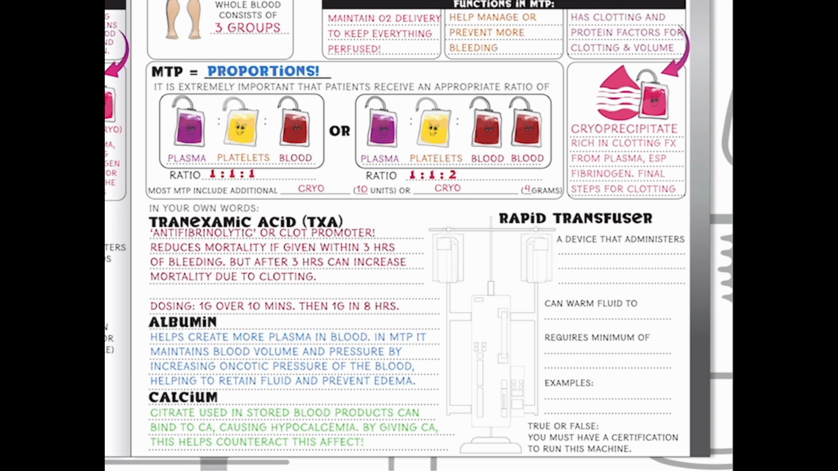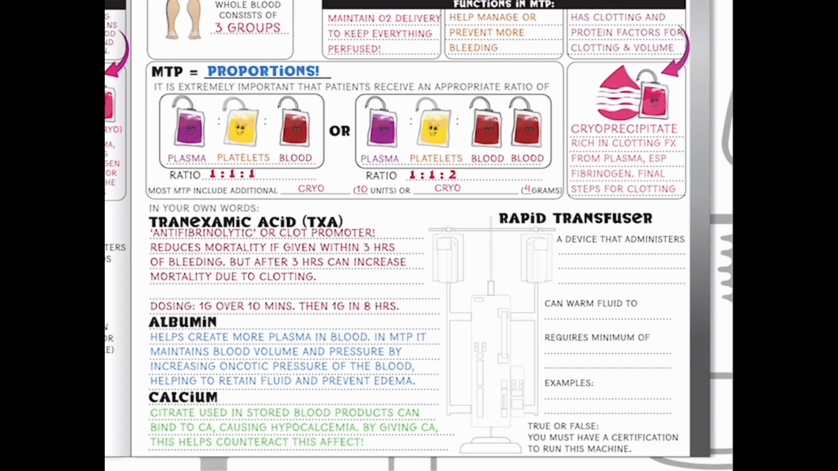Well, you might already know about this because of learning about giving blood. But calcium is important because citrate is used in stored blood products, and this can actually bind to calcium. So this can cause hypocalcemia. And so by giving calcium, this is going to help counteract this effect. So this citrate that's in our blood product can take away some of our calcium, and then we can have problems too. So if we think about it, if we're giving a lot of blood products, that means we're going to have more of it trying to pull this calcium out. So we want to make sure that we're replacing or giving that calcium.